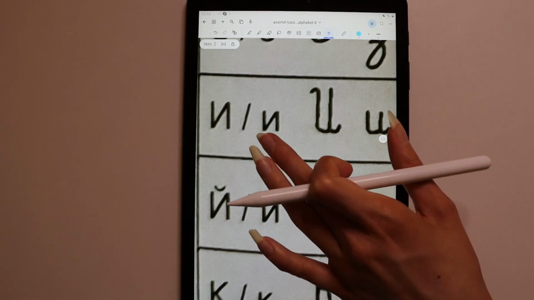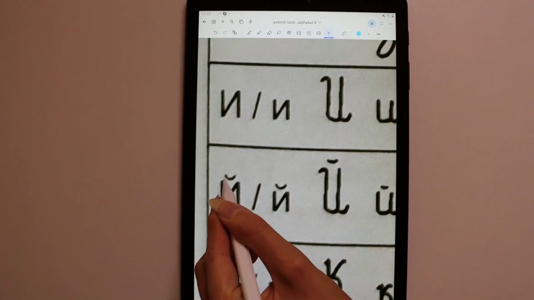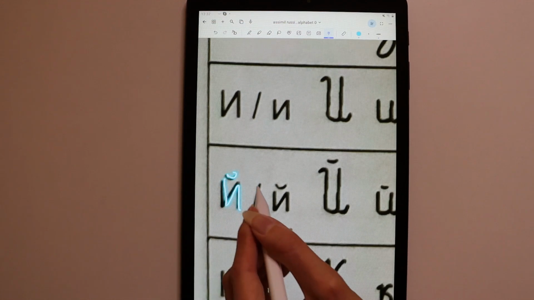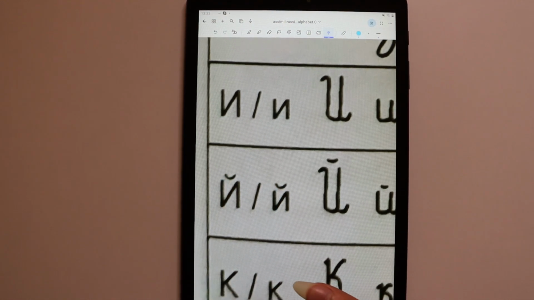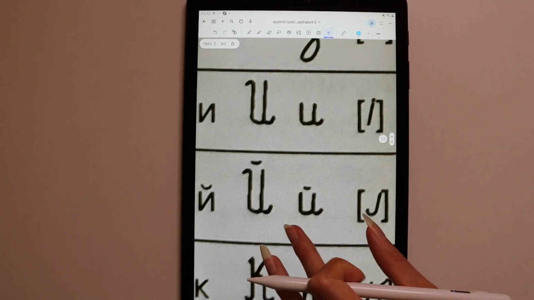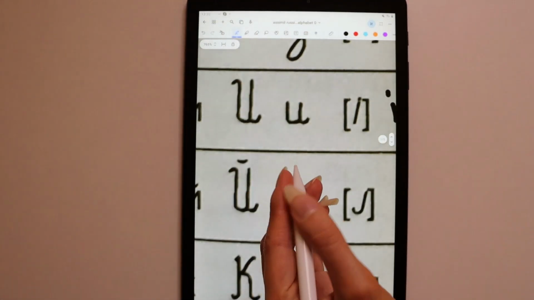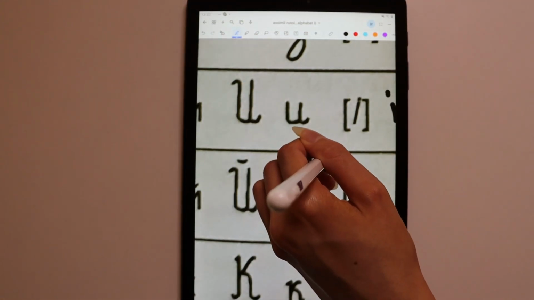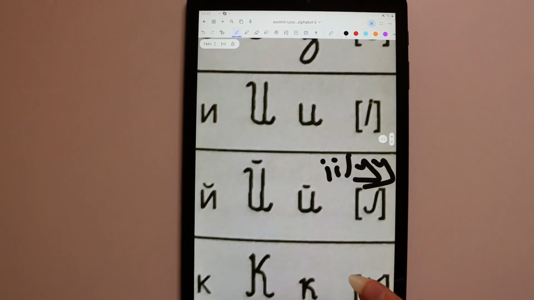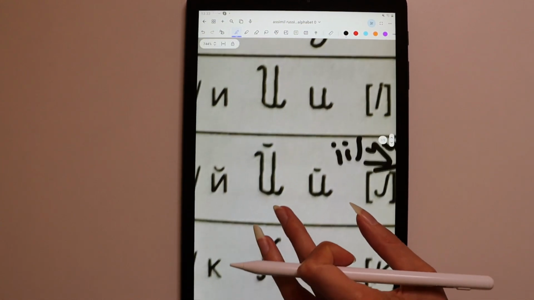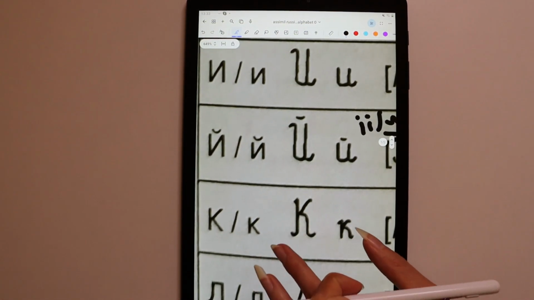So this is the E. Now we have the I kratkaya. And this is again like an I sound or a Y sound, but more like a double I and a double Y. So like this, or like this, like in boy as an example. At the end of boy, this E, roundabout, I kratkaya.